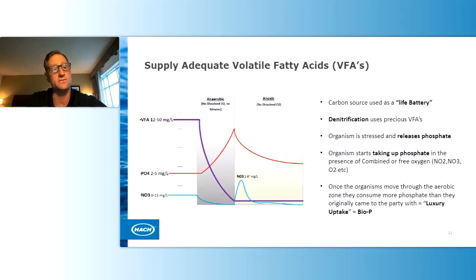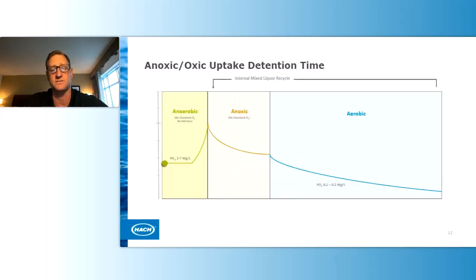You have a certain level of volatile fatty acids coming into the treatment system, around 12 to 50 milligrams per liter. Those are being used up as a sort of life battery for these specific organisms, called polyphosphate accumulating organisms. And we're trying to increase the phosphate level, as we've talked about, to a much higher level. That's the key to beginning the biological phosphorus removal process.